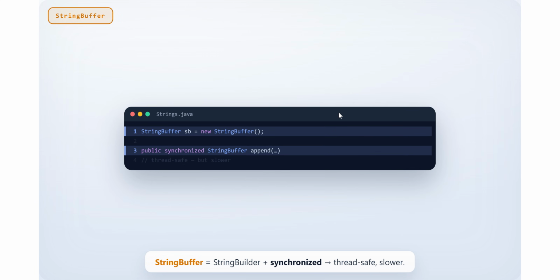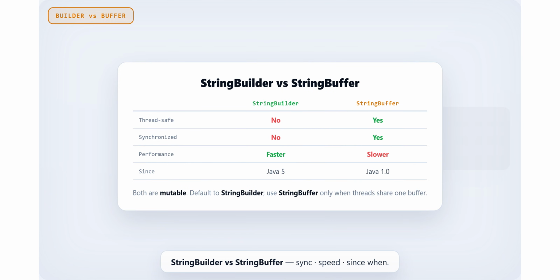StringBuffer is almost identical to StringBuilder, with one difference. Its methods are synchronized. That makes it thread safe, so multiple threads can append to the same buffer safely, but the locking makes it slower. Side by side, StringBuilder: not synchronized, not thread safe, faster, since Java 5. StringBuffer: synchronized, thread safe, slower, around since Java 1.0. Both are mutable, unlike String.